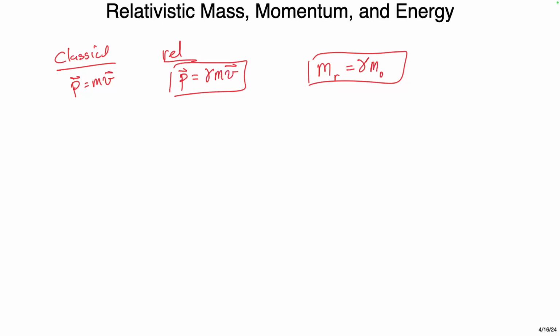Okay? But even to push an electron to the speed of light would require an infinite amount of energy, and we just simply don't have an infinite amount of energy in the universe. We'll talk about how warp drive works later. Okay, so that's why we have a universal speed limit.